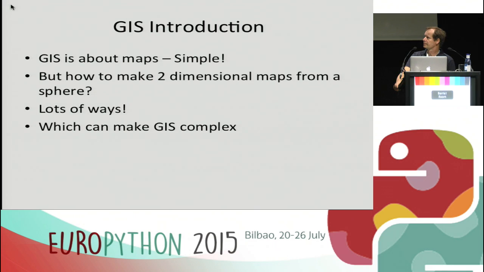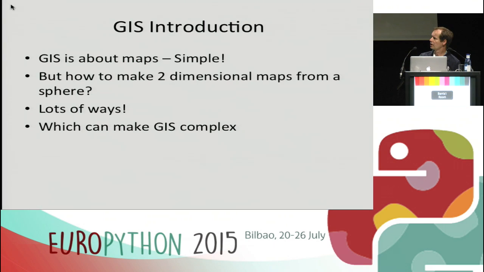It turns out that there are a lot of different ways to do these projections, and each of these ways has certain good properties, but there are no projections which can have all the good properties. So some projections retain area, some retain length and stuff like that. So depending on your application, you'll need different kinds of projections.